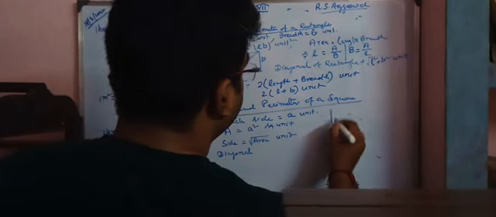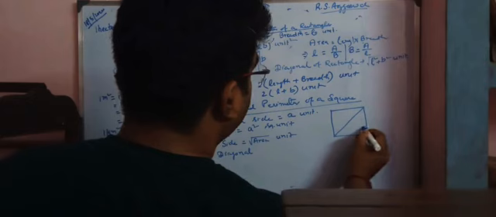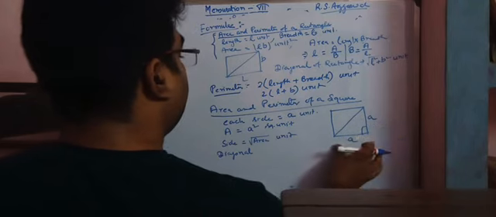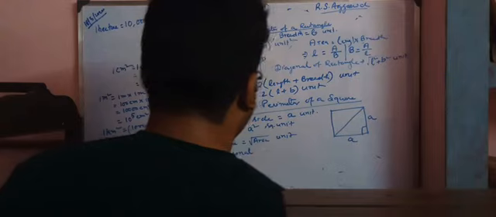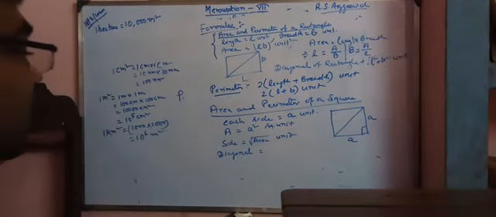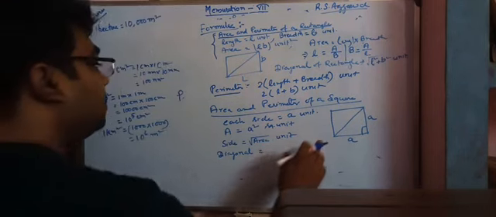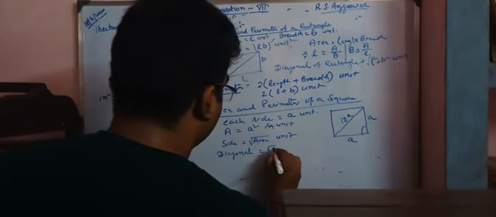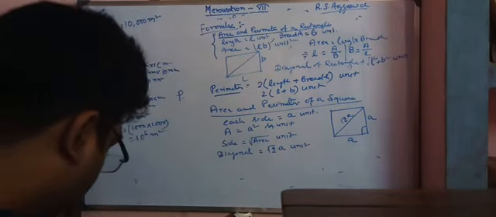Now if we consider this, this is a right angle triangle. If we take the height as A and the base as A, then by Pythagoras theorem, the diagonal should be root 2 into A unit. You don't need to know the Pythagoras theorem right now, you have to remember only the formula.